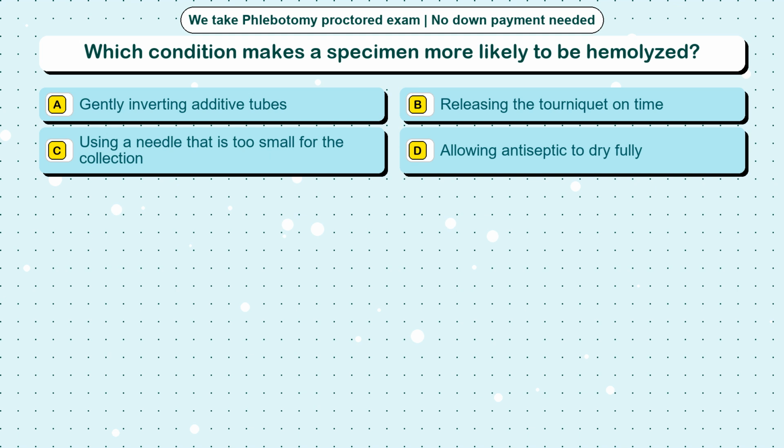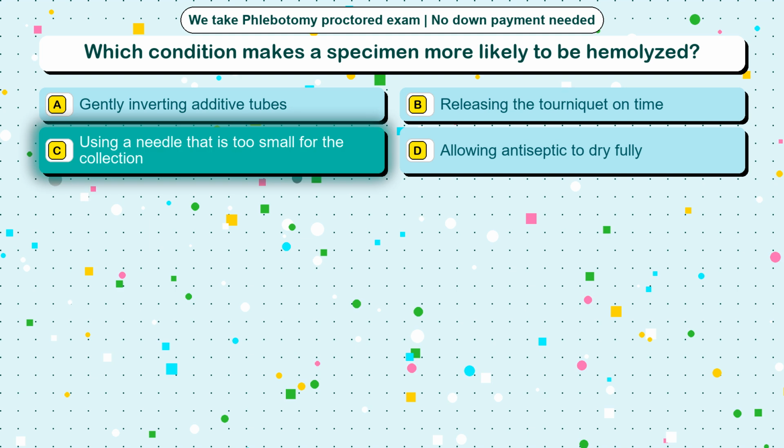Question 44. Which condition makes a specimen more likely to be hemolyzed? Option A. Gently inverting additive tubes. Option B. Releasing the tourniquet on time. Option C. Using a needle that is too small for the collection. Option D. Allowing antiseptic to dry fully. The correct answer is option C.